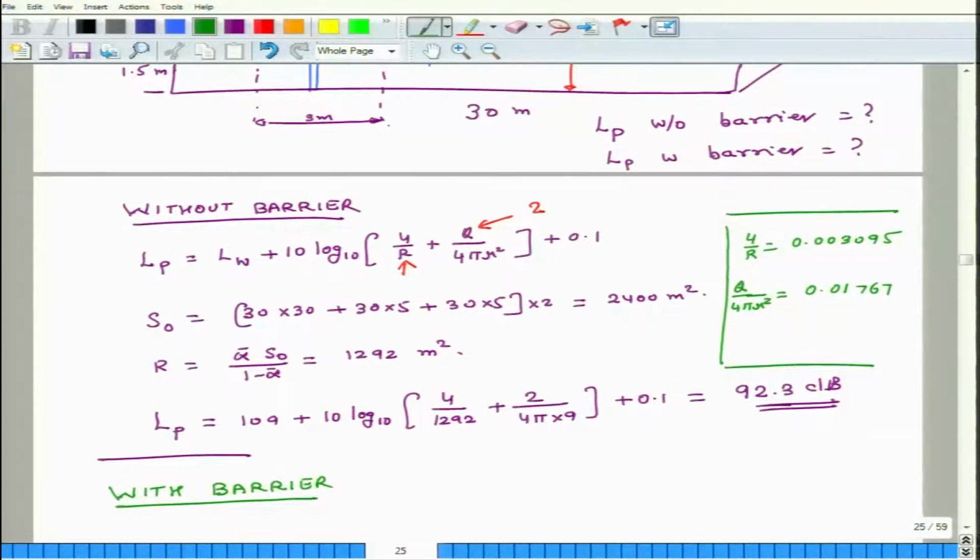Now, we had said earlier that this term is related to reverberations and this term is related to direct sound, and we see that the magnitude of the reverberation component is very small compared to the direct sound field. So, because we are seeing this, we think that if we put a barrier in this situation, it will work. If these numbers were close to each other, or if the direct sound field was weaker than the reverberant field, then we would not consider barrier as a potential solution.